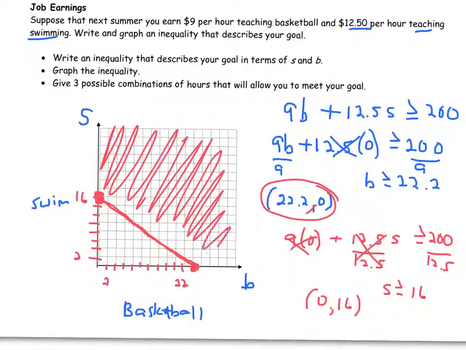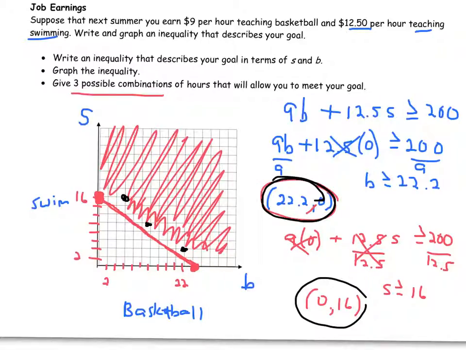So then I would say give 3 possible combinations of hours that will allow me to meet my goal of making $200. So I could pick any 3 points in that section, or even on that line. So I'm going to do that. I'm just going to pick this point, then I'm going to pick that point, and then I'm going to pick this point. You could also use these that we found.